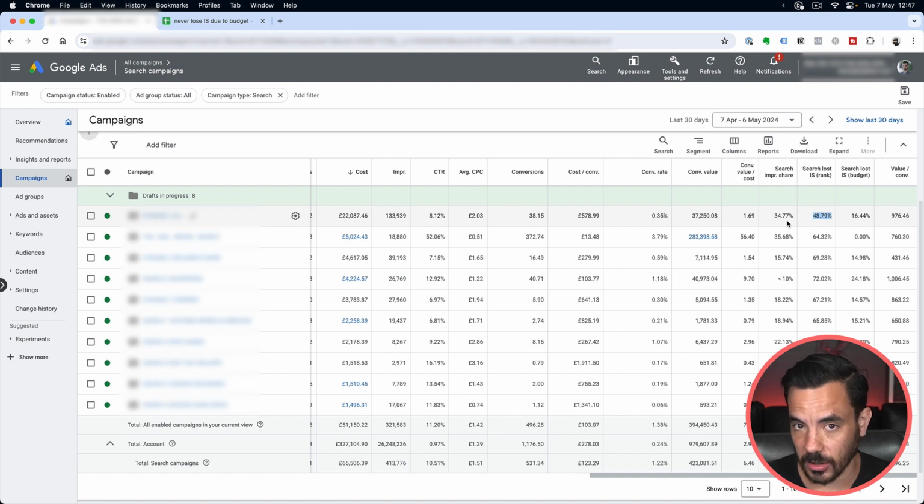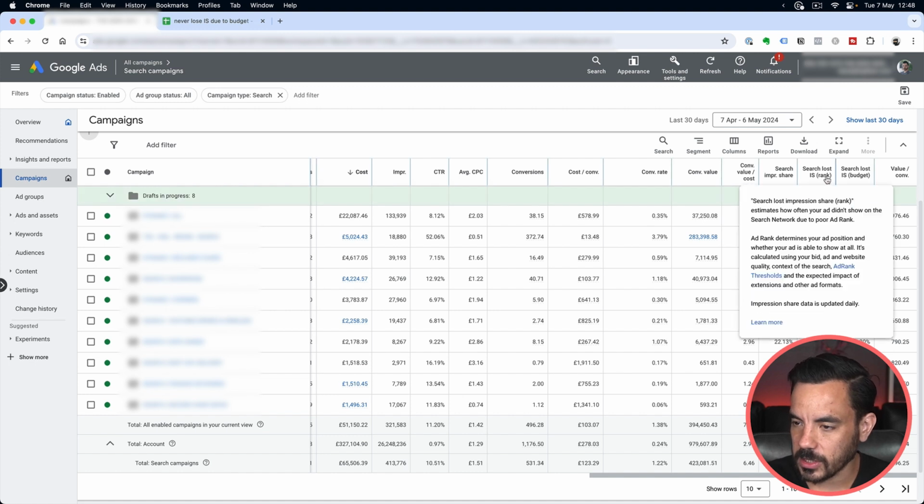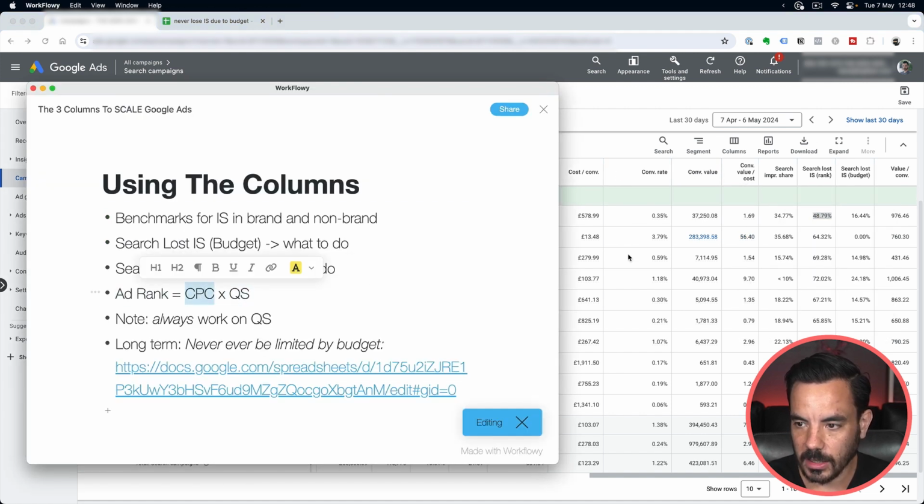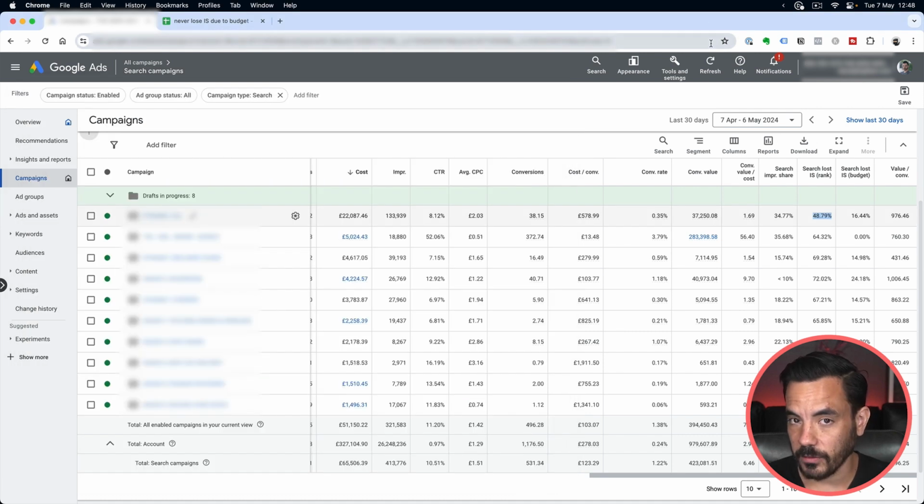And this comes with a trade-off. Right? It's not as easy as the search lost IS due to budget column. The search lost IS due to budget column is really simple. Like, are you on target? Yes or no? Okay, great. Well, then raise your budgets and get more spend. Whereas search lost IS due to rank has a trade-off, because increasing your CPC in order to get more share of the market will decrease your ROAS and it will increase your CPA.